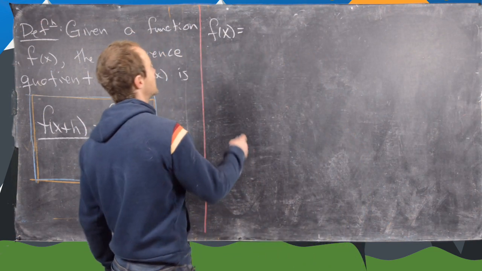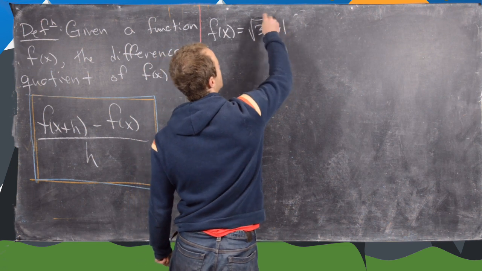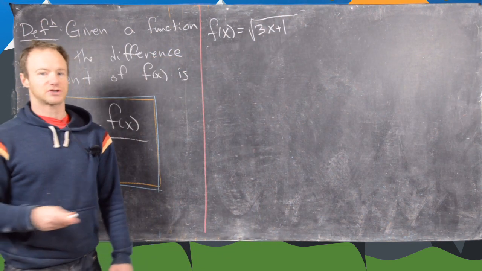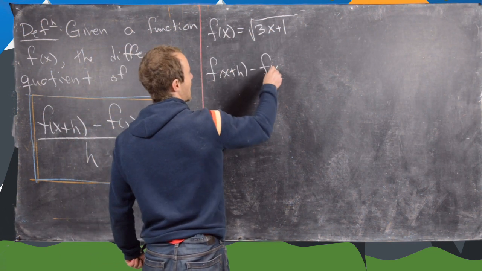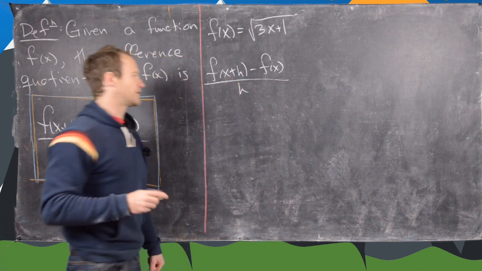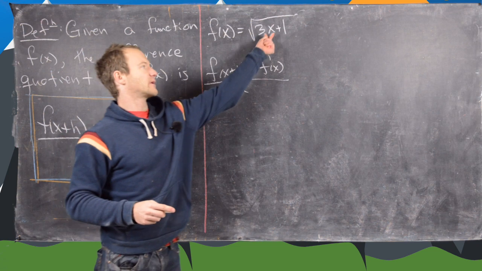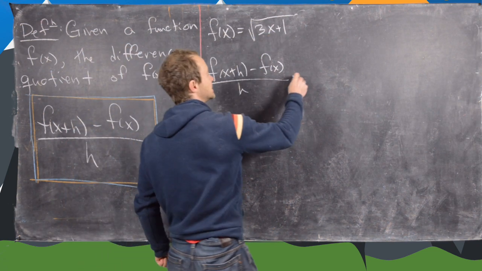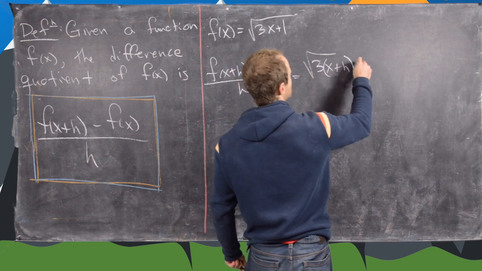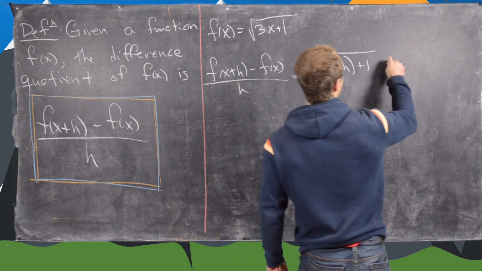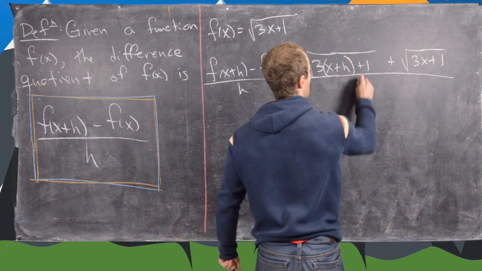Okay, so for this first example I want to look at the square root of 3x plus 1. So that's my function. I'm going to calculate my difference quotient, so I'll just write out the definition of the difference quotient first. And now I need to plug x plus h everywhere I see x here. So that's going to give me the square root of 3 times x plus h plus 1 plus the square root of 3x plus 1, all over h.